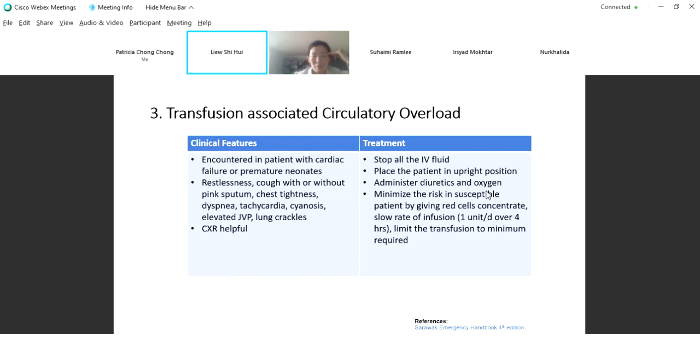So for the treatment, because the patient is experiencing circulatory overload, we must stop all the intravenous fluid, and then we must place the patient in the upright position as the patient may have orthopnea in the lying position. And then we start to administer the diuretic and also oxygen. Minimize the risk by giving red cell concentrate, slowing down the rate of infusion, and also limiting the transfusion to the minimum requirement.